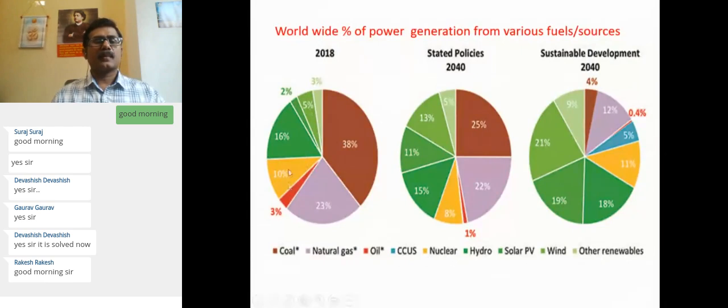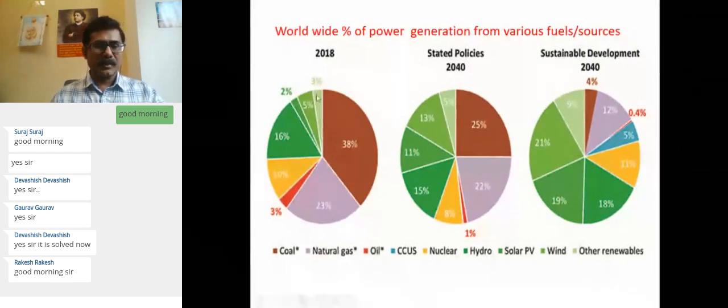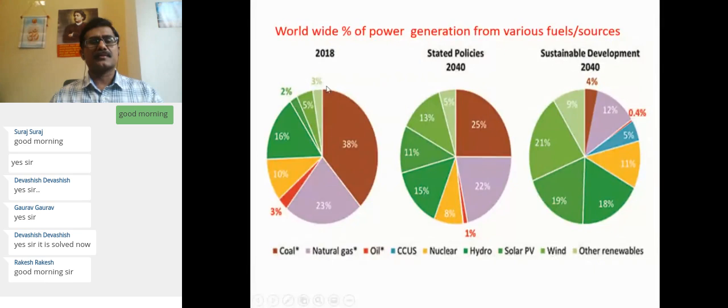The nuclear, 10%, a very small amount of energy generated by nuclear resources. Hydro 16%, solar 2%, wind 5%, and other renewables, that is nothing but tidal energy, ocean thermal energy, geothermal energy, and the biomass, biogas. All that account for the remaining 3%.